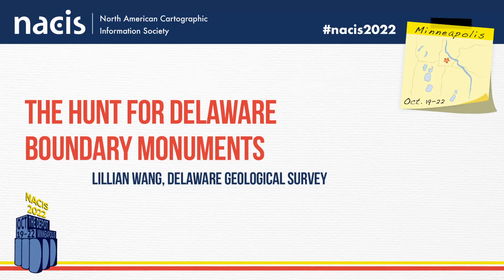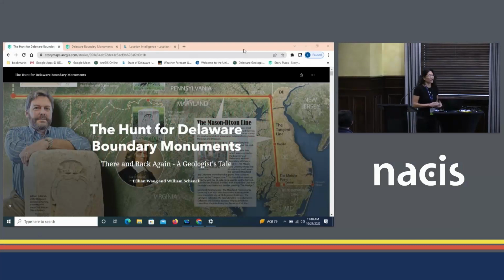So I am here to talk about a story map that I created back in 2019. It's called The Hunt for Delaware Boundary Monuments. The gentleman on the cover image that you see on the left, his name is William Sanford Schenck. He goes by Sandy, and he is a geologist with the Delaware Geological Survey, and he had a 40-year career there. And I say had because he retired last year.